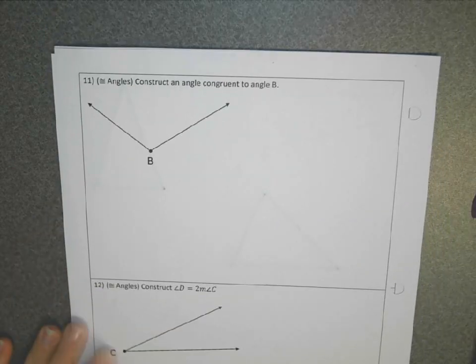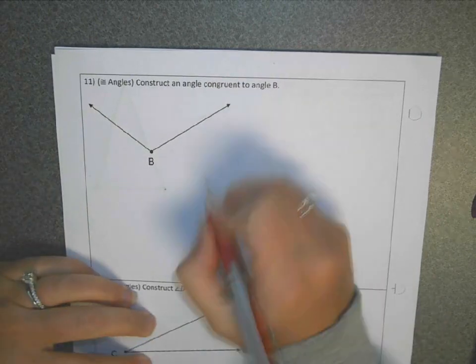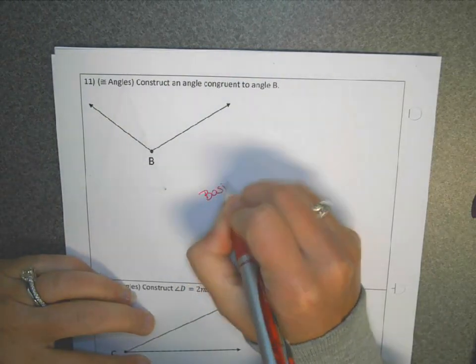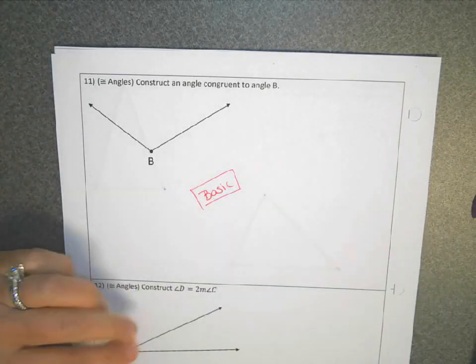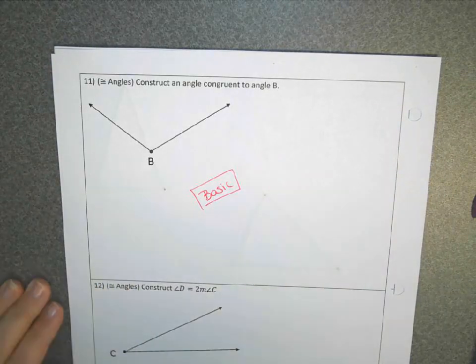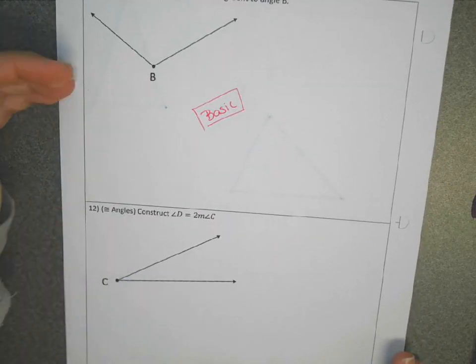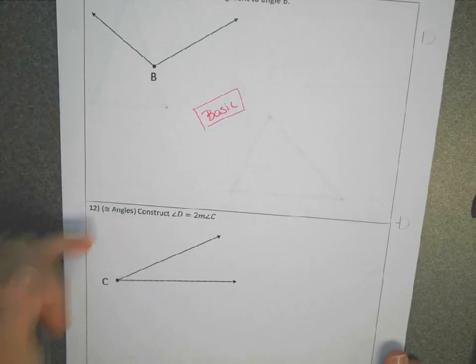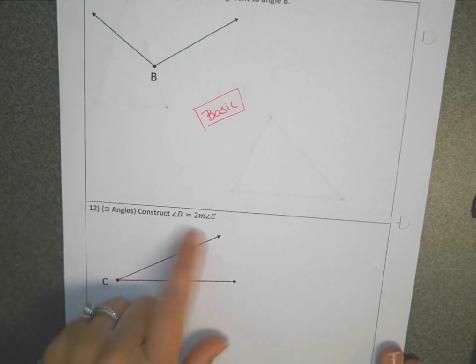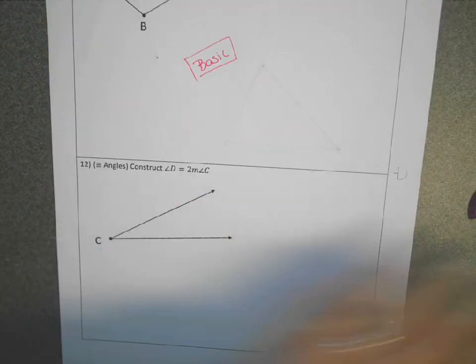Number 11 says to construct an angle congruent to angle B. Now this is a basic construction, so I'm not going to do this one, but you could go back and watch the basic constructions video to watch that congruent angle again. The reason why I put that as number 11, though, is because number 12 is to construct a congruent angle, but this time we want angle D, so we're going to make an angle D.